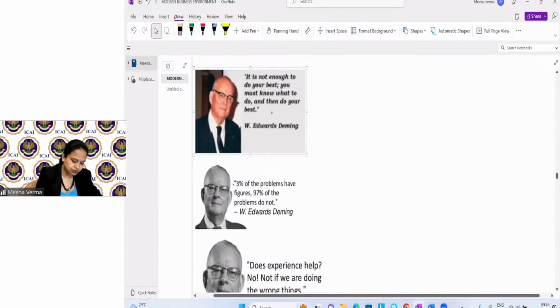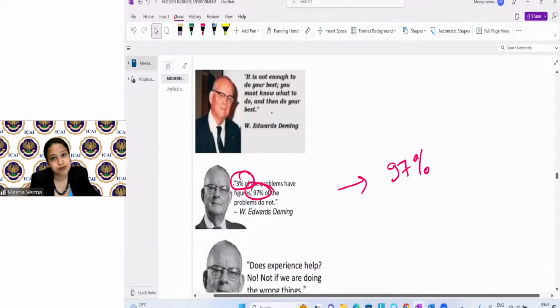We figure just 3% of our problems. Actually, 97% of the problems in the company exist, and we don't even know that those problems exist in the company. How bad is that? Most of the problems in the company exist, but we fail to identify them.